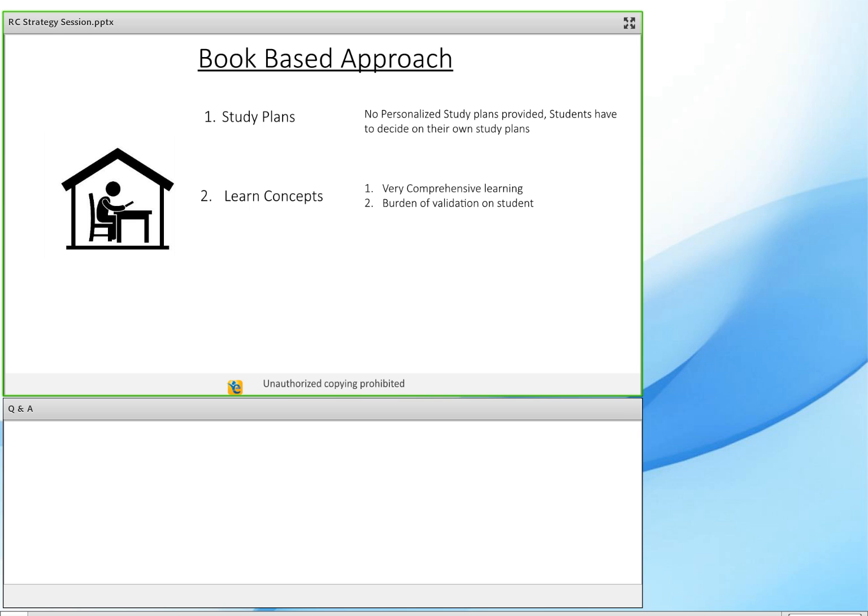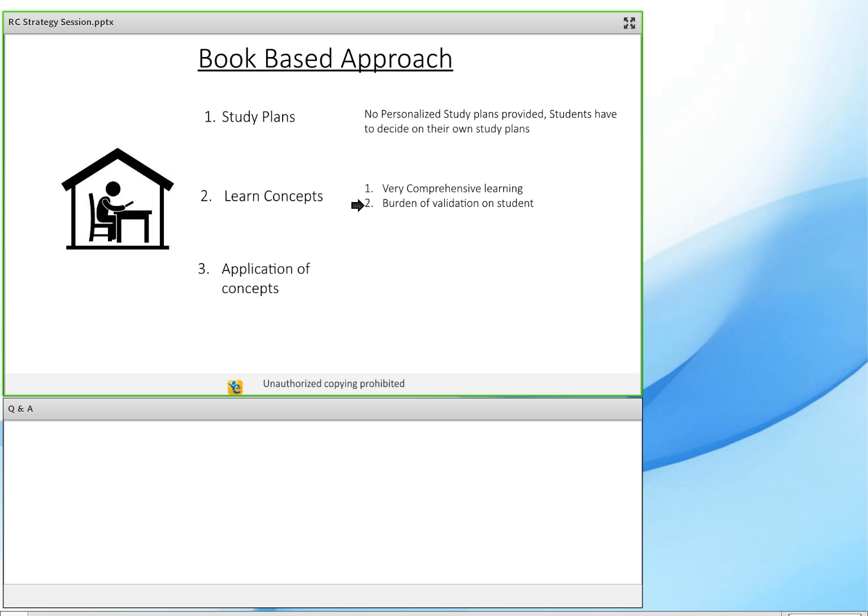Now, books, because of their very static nature, have no means to provide feedback to these students to really say, hey, you've learned enough to move on from concept A to concept B, or you do need to revise certain portions. So that burden of validation, as this point really says, is completely with the student.